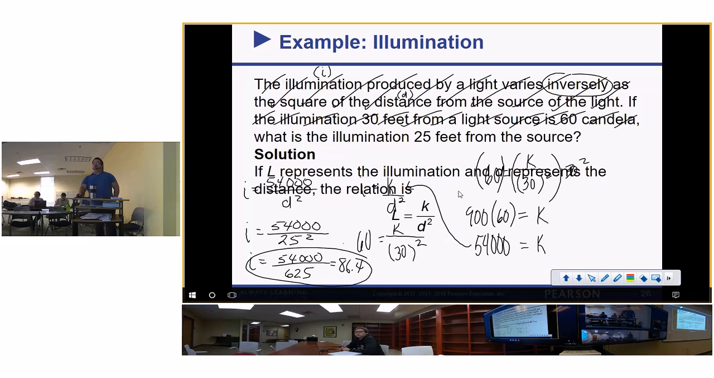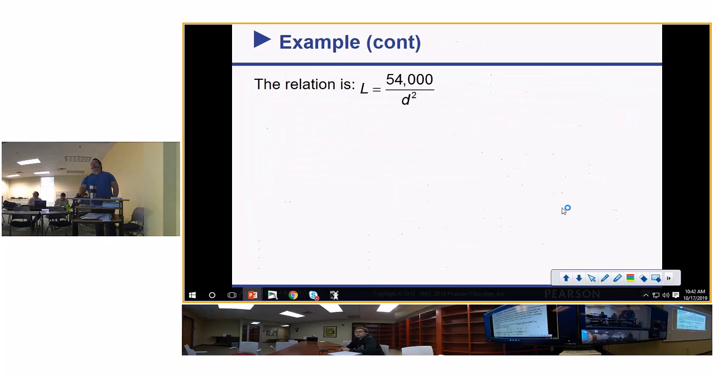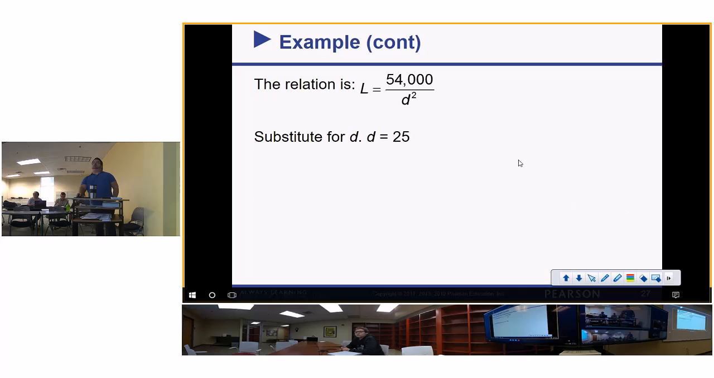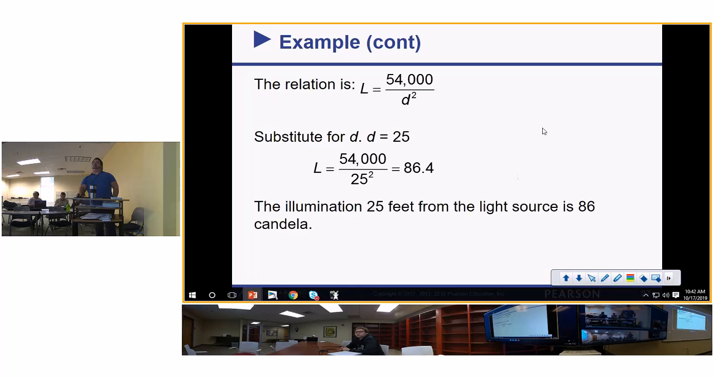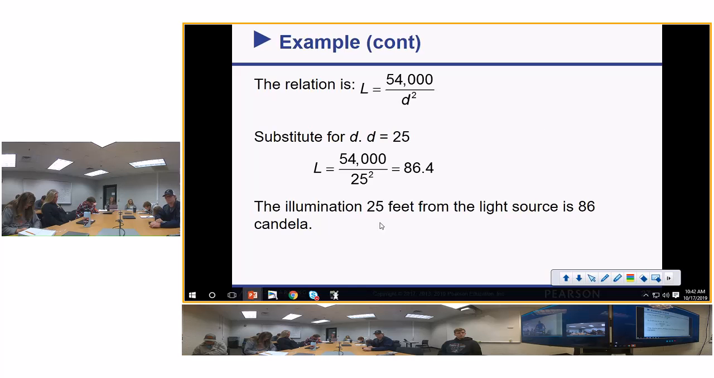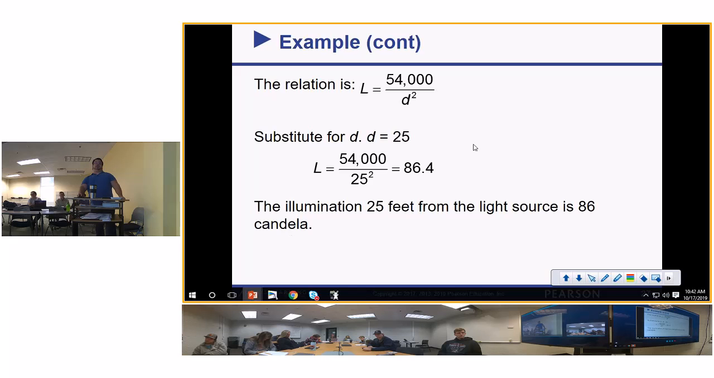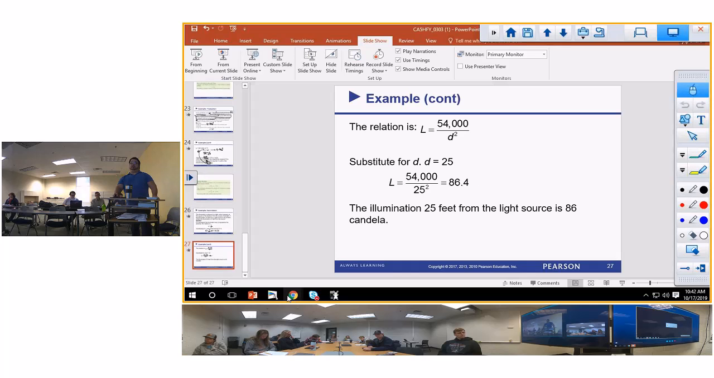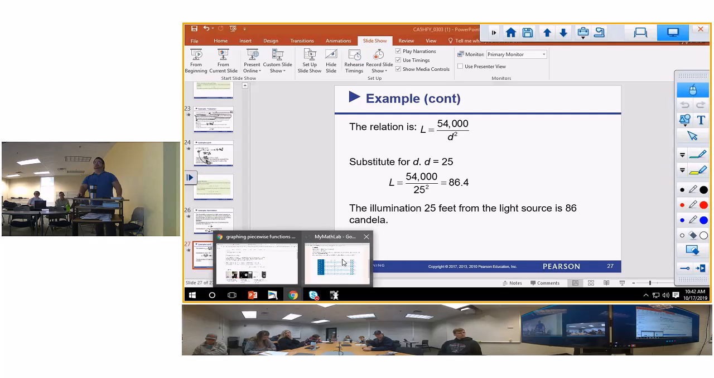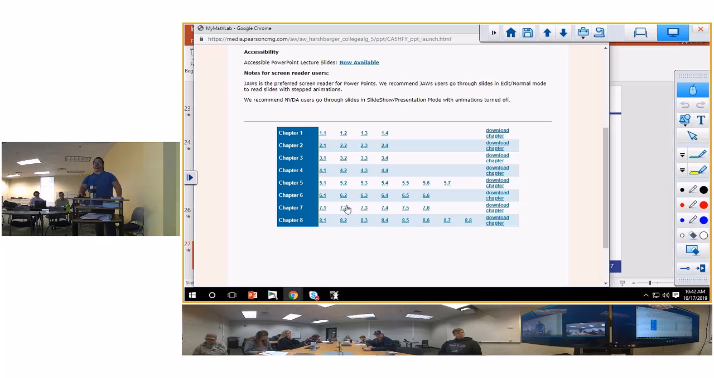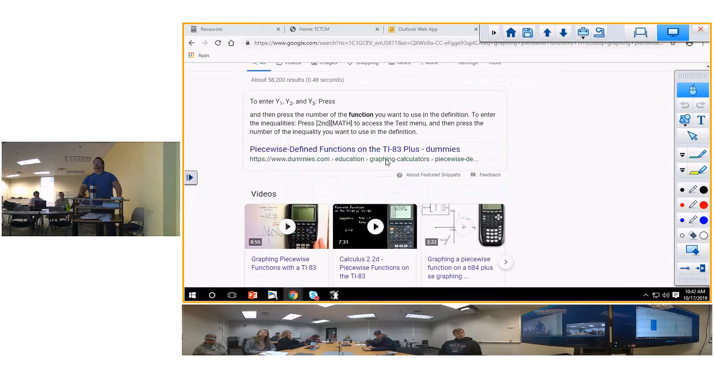And I'm trying to get there, but something is going on with this computer. Okay, there we go. And 54,000 and 25, plug it in. I get 86.42. And look at there, 86 candelas. So somebody needs to look up candelas. Illuminati, is that what it is? Okay, I've still got time.